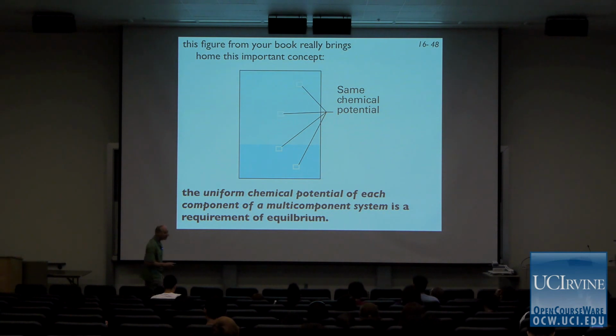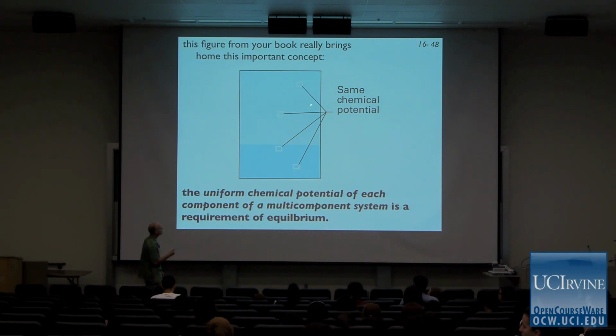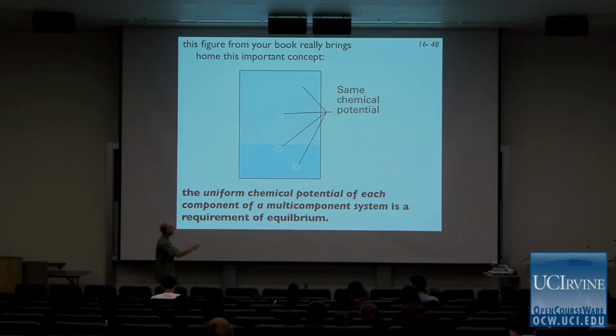All right? It turns out that if you're at equilibrium, the chemical potential of water in ice is exactly the same as the chemical potential of the water in liquid water. All right? At equilibrium, that has to be true. Not only that, but the chemical potential over here in the liquid water has to be the same as the chemical potential over here, and the chemical potential here in the ice has to be the same as the chemical potential here.